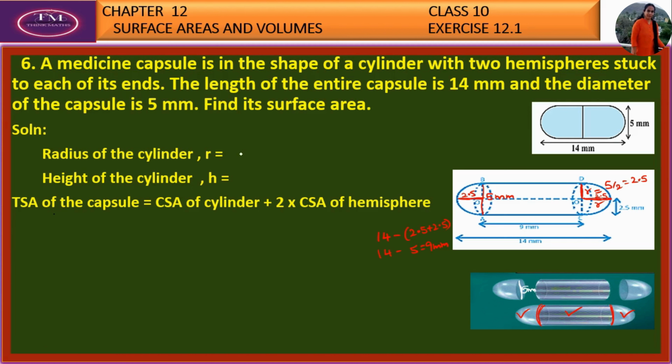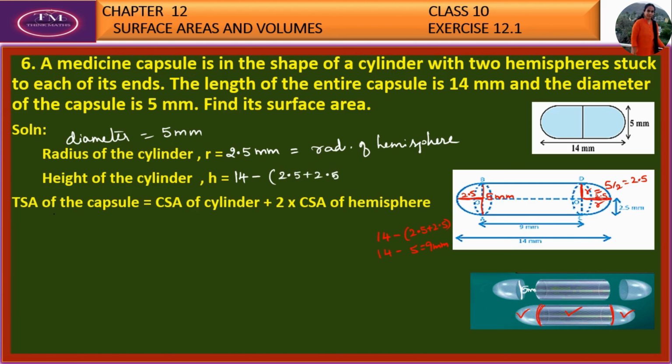Now, radius of the cylinder is nothing but 2.5 millimeter because diameter is given as 5 millimeter. So as diameter is 5 millimeter, radius of the cylinder as well as radius of hemisphere both will be 2.5 millimeter. Now height of the cylinder. The total height is 14. From this we have to subtract both the heights of the hemispheres. So there are two hemispheres attached at both ends. Their height is equal to the radius of the hemisphere, which is 2.5 plus 2.5. So it is nothing but 14 minus 5, which is 9 millimeter. So we got the radius and height of the cylinder.